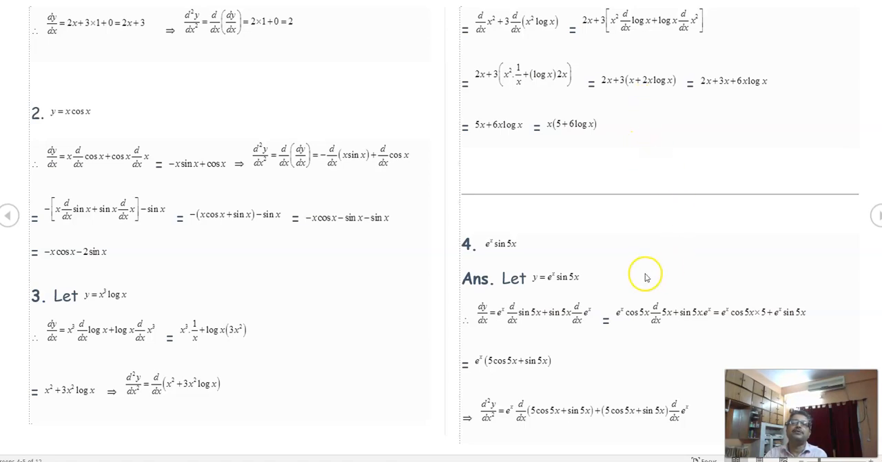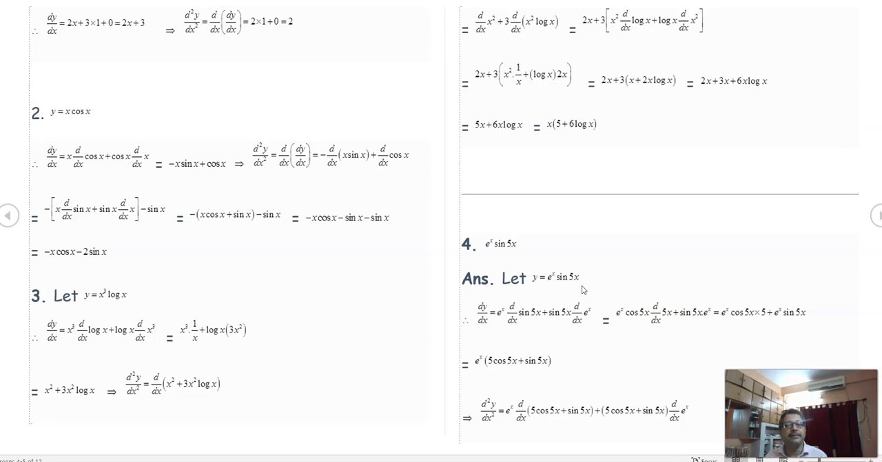Second time, when you differentiate again, this will be d square y by dx square. So e to the power x sin 5x I am doing. Again you can see a product of two functions. The first function is e to the power x, the second function is sin 5x. When you differentiate using the product rule, this will be e to the power x into the derivative of sin 5x plus sin 5x into the derivative of e to the power x.